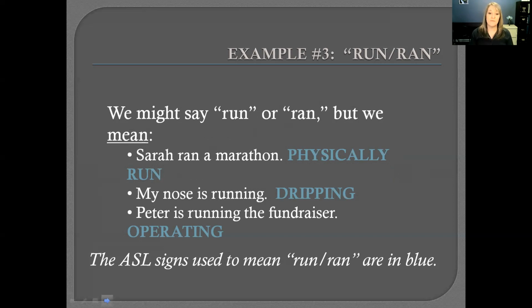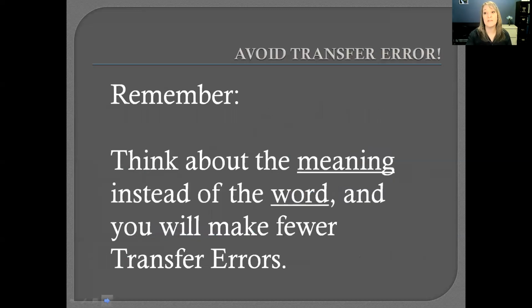Peter is running the fundraiser. He's not physically running and he's not dripping. He is running the fundraiser. So, operating the fundraiser. So, in ASL, these signs that are used to mean run or ran are all different. You don't use the same sign every time just because the English word is the same. And so hopefully that will help you think through like, okay, well, yeah, that's the English word, but what am I really meaning behind that English word? So think about the meaning instead of the word, and you will make fewer transfer errors.